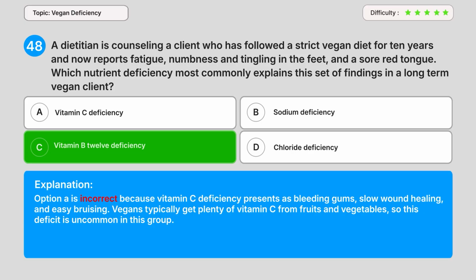Option A is incorrect because vitamin C deficiency presents as bleeding gums, slow wound healing, and easy bruising. Vegans typically get plenty of vitamin C from fruits and vegetables, so this deficit is uncommon in this group.